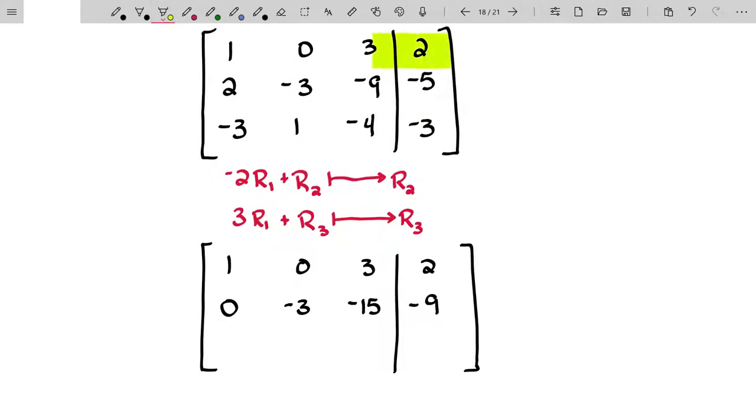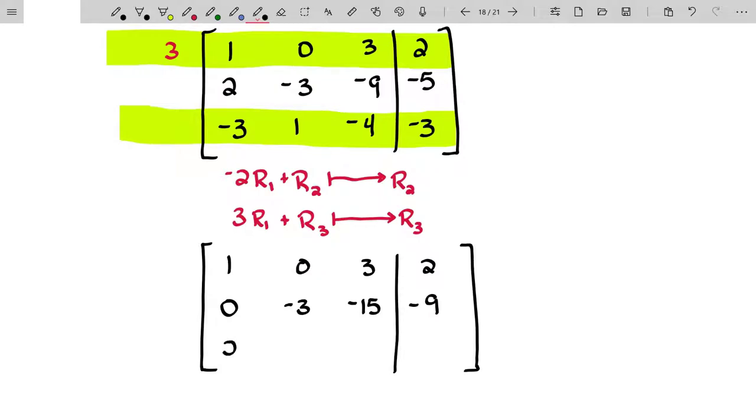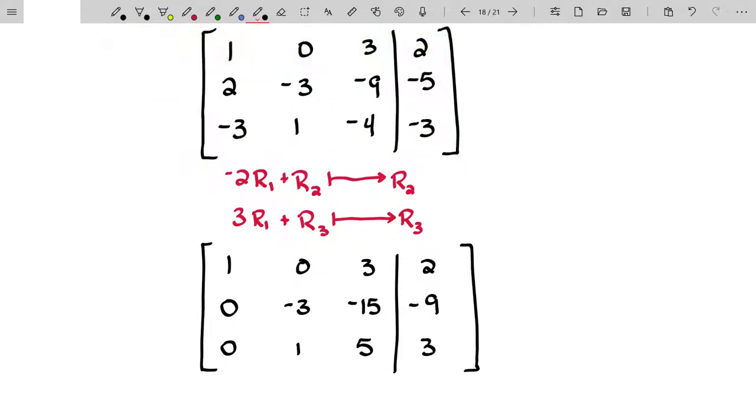Now we'll go ahead and take that first row, multiply it by a 3, and add it to the third row. And let's see, we get 3 plus a negative 3, that's 0. 3 times 0 plus 1 is 1. 3 times 3 was 9, minus 4 is 5. And 3 times 2 is a 6, minus 3 is a 3. All right, that work is done.